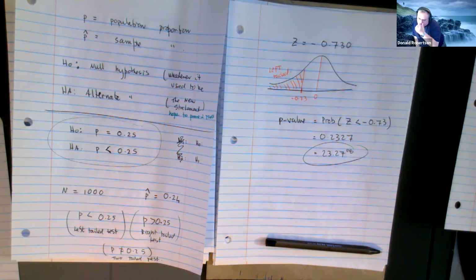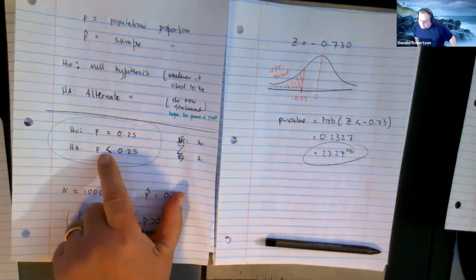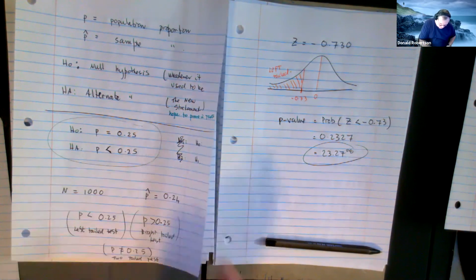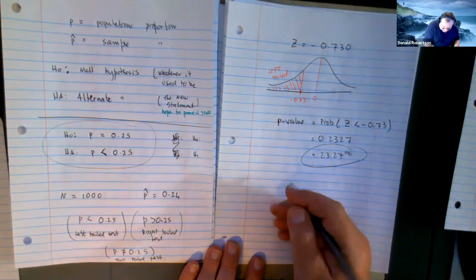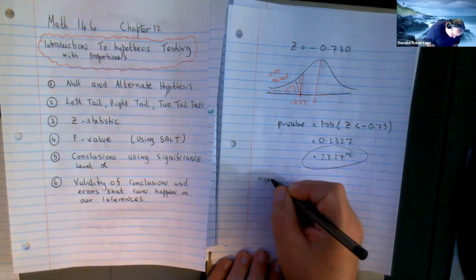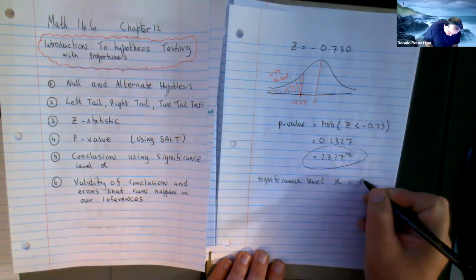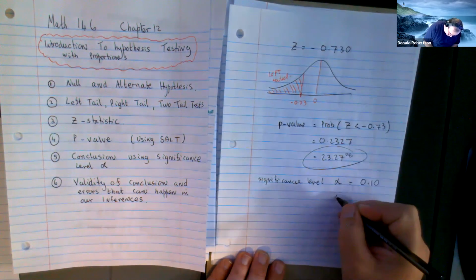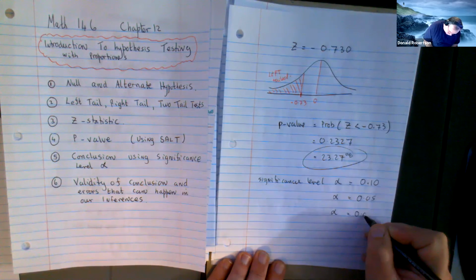But you're going to say, how small does it need to be before you say this wasn't randomness, this is really true, it is less than 25%, it has changed? Well, we don't let people just decide on their own how small it needs to be. We have something called the significance level, and the significance level is either 10%, 5%, or 1%.